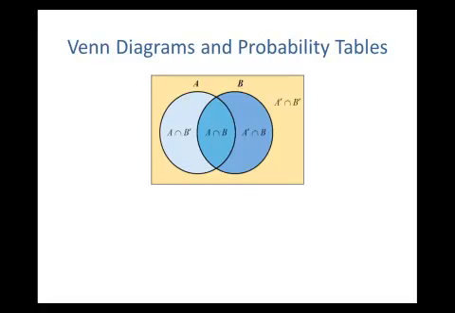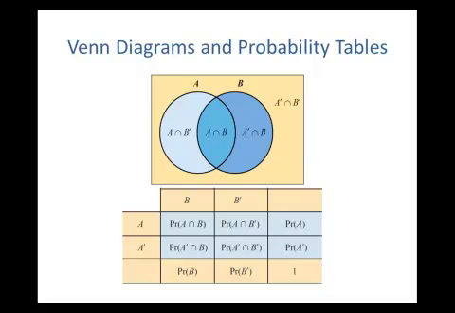In the Venn diagram here, the 4 regions are represented by the intersections shown. We can relate that to a probability table. So A intersection B, you can see where that is on the probability table, etc. The rows of the probability table add up to the probability of A and the probability of the complement of A. The columns add up to the probability of B and the probability of the complement of B.